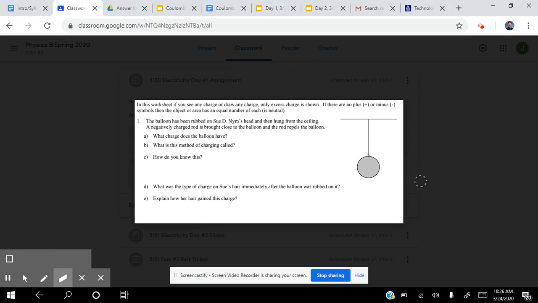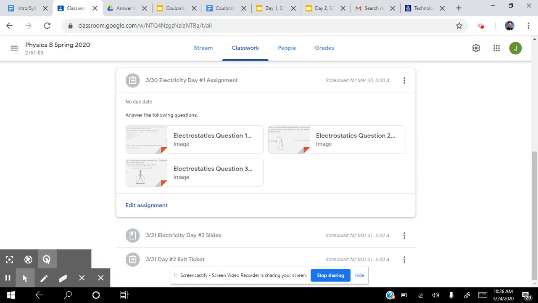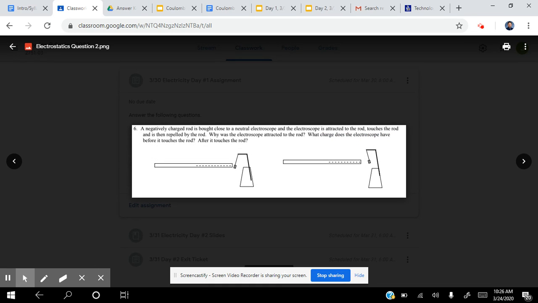Okay, so going on to the next one. Number 2, a negatively charged rod is brought close to a neutral electroscope, and the electroscope is attracted to the rod, touches the rod, and then is repelled by the rod. Why was the electroscope attracted to the rod? What charge does the electroscope have before it touches the rod and after it touches the rod? So let's look at that first question there.